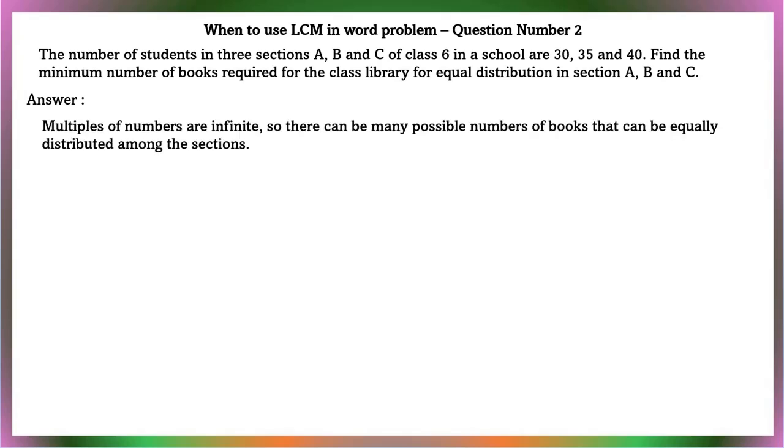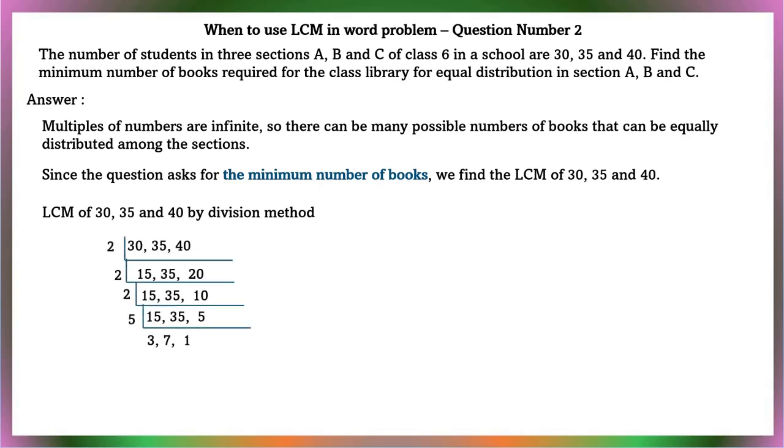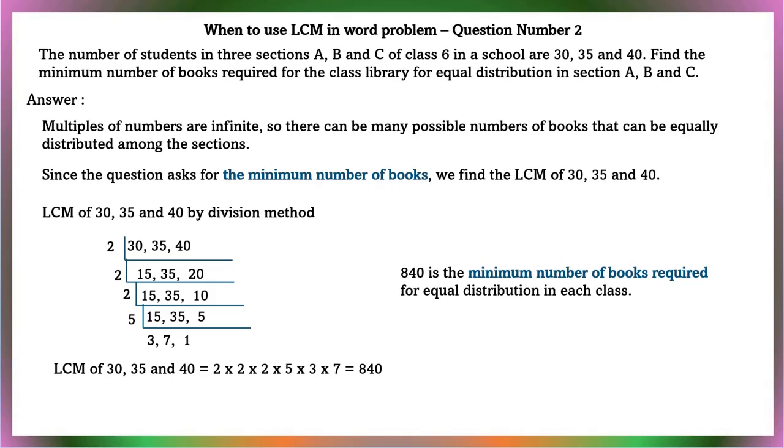Multiples of numbers are infinite, so there can be many possible numbers of books that can be equally distributed among the sections. Since the question asks for the minimum number of books, we need to find the LCM of 30, 35 and 40. The LCM can be found by the division method. So the LCM of 30, 35 and 40 is 840. 840 is the minimum number of books required for equal distribution in each class.